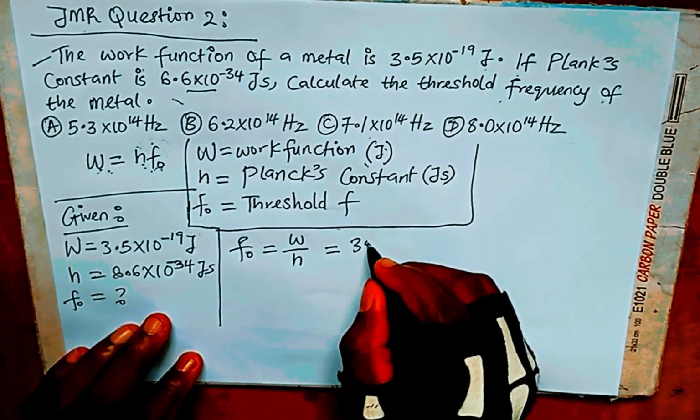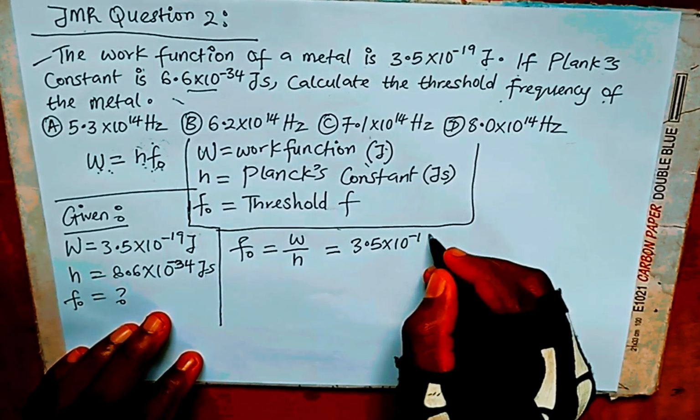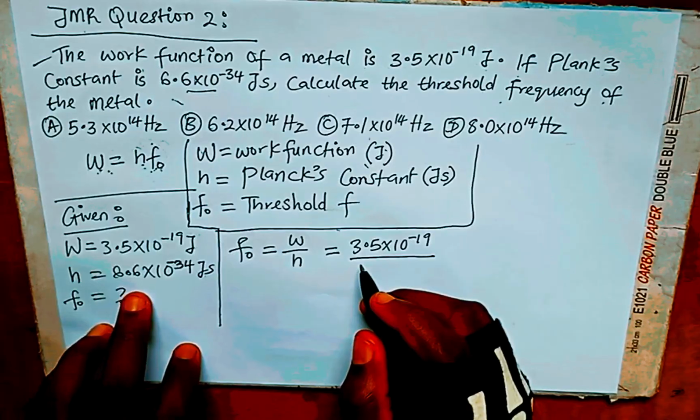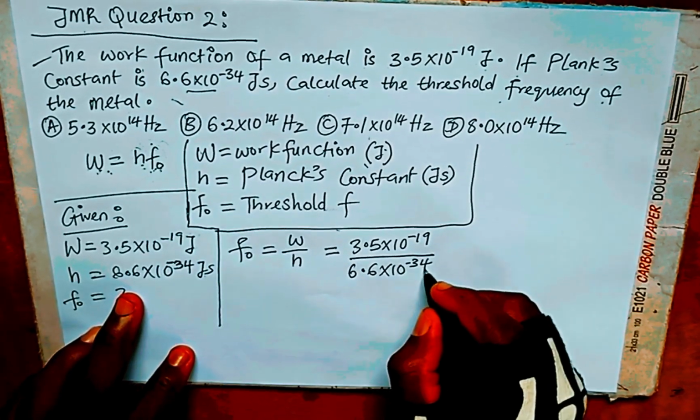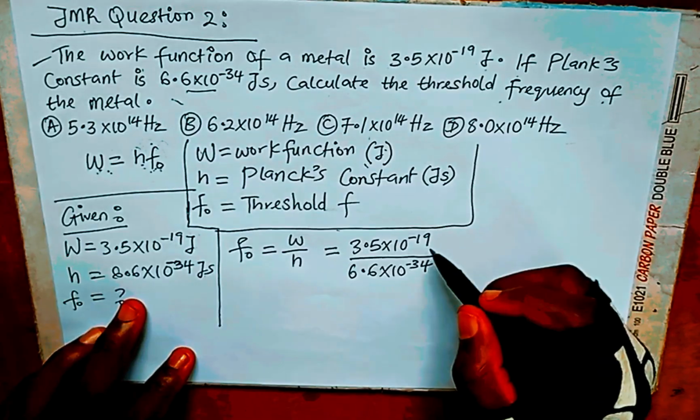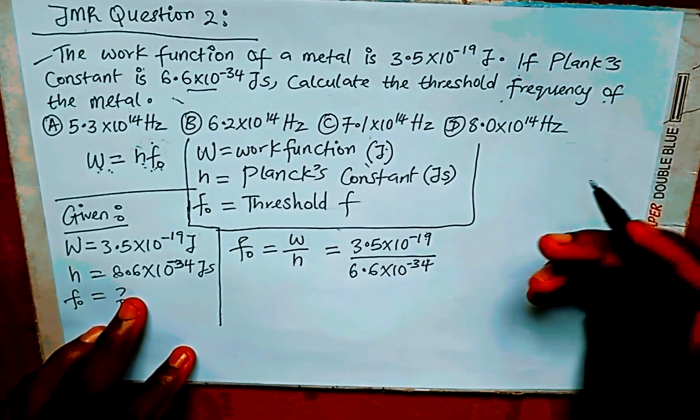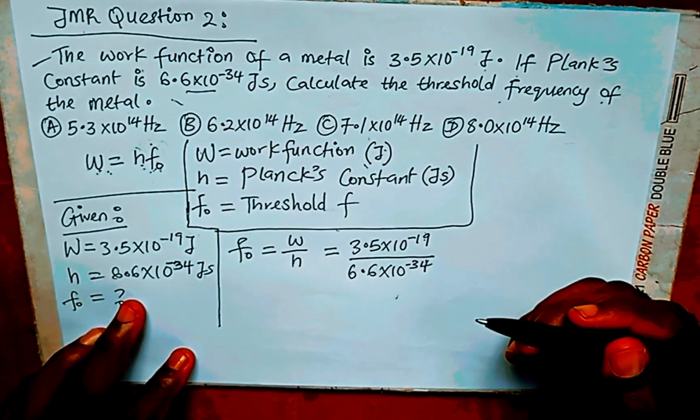See our work function here, 3.5 times 10 raised to the power minus 19, over the Planck constant, which will be 6.6 times 10 raised to the power minus 34. Okay, you see them? So we do the powers separately. We'll apply the law of indices here since they have the same base. You understand?